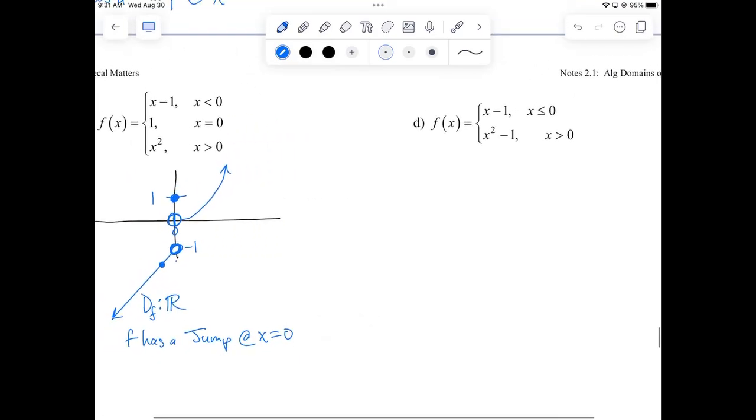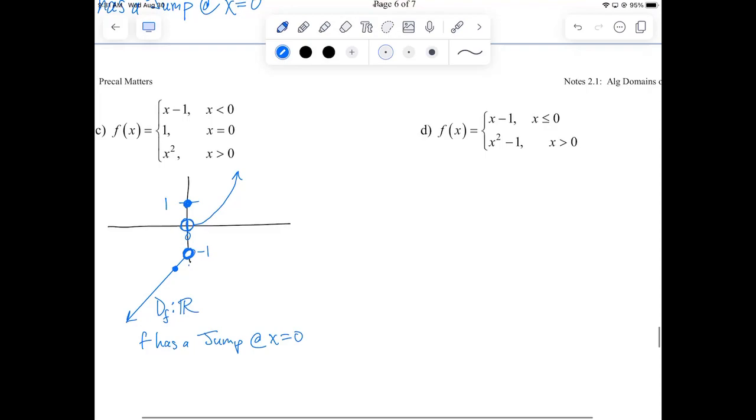Okay, let's look at the last one here. We have x minus 1 now when x is less than or equal to 0. That is the same as part A, right? But now we have not just x squared when x is 0, we have x squared minus 1. What would that minus 1 do to the graph of x squared? By transformations, if it's on the outside, it moves it down 1, down 1.